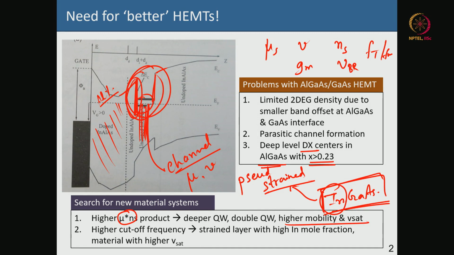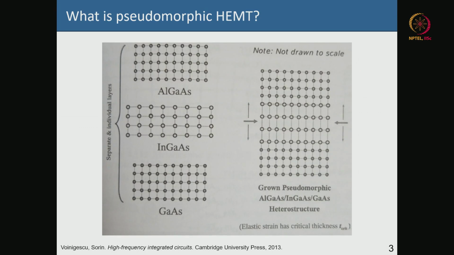Now how do you do that? This is the funda of strain. You have the gallium arsenide substrate with a certain lattice constant, and you grow indium gallium arsenide on top of that. So there is a lattice mismatch. You can see InGaAs has a higher lattice constant. This spacing is more than this spacing.